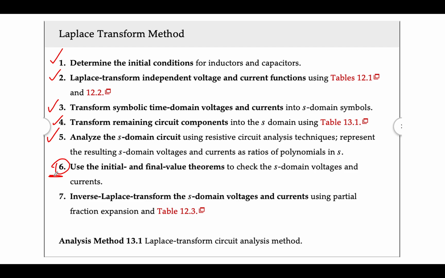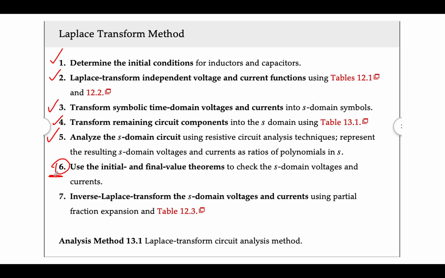So if you're looking at your Laplace function and it doesn't look like it's going to produce those, it'll be something that looks like the source. So if the source is sinusoidal, you'll have some sinusoidal looking terms in the Laplace domain. Okay, and then finally, once you have that equation, you inverse transform the S domain voltages and currents using partial fraction expansion.